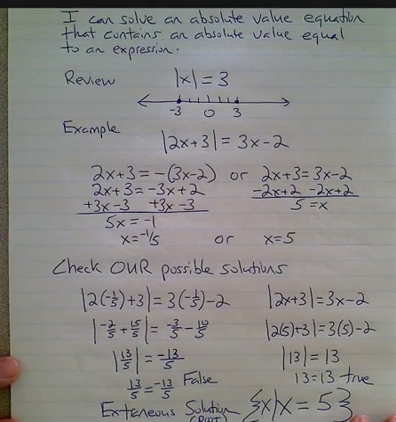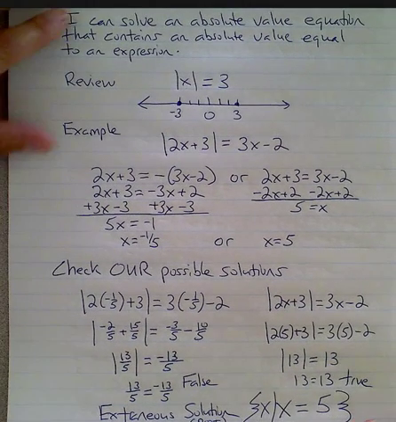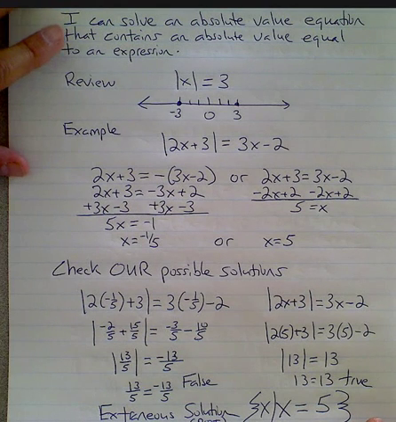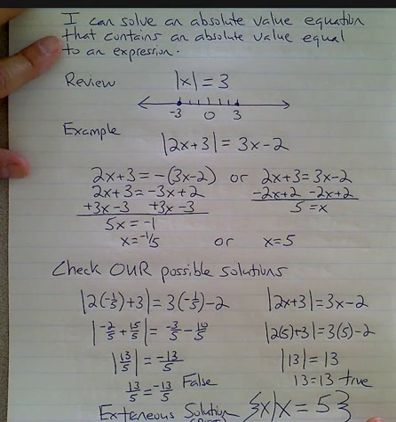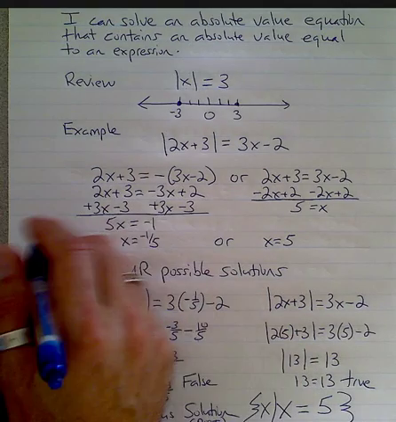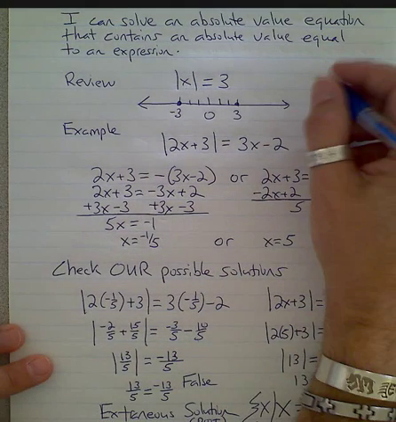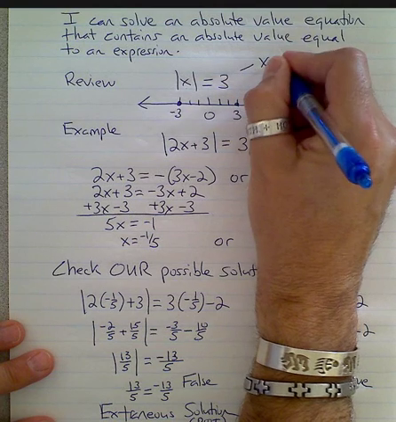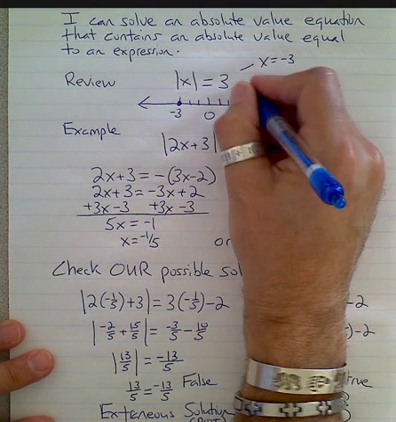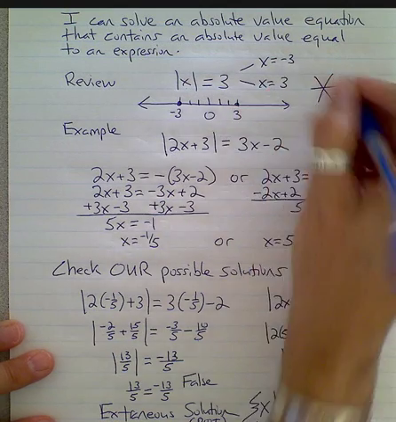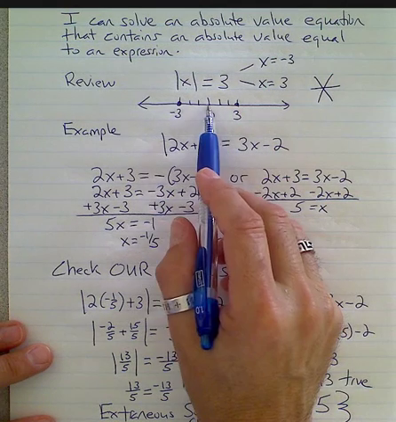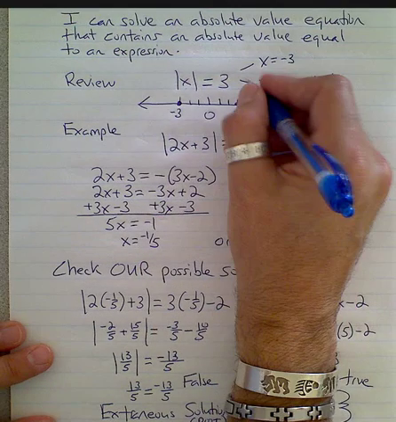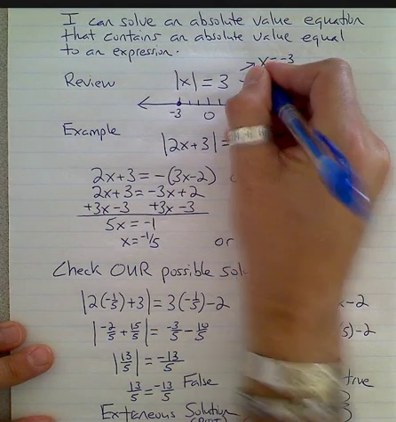This was an example on how to solve an absolute value equation that contains an absolute value equal to an expression. Points of emphasis are that we note that absolute value is how far a number is from 0. And we can have values that are to the left of 0, which would be negative, and we can have values to the right of 0, which can be positive.